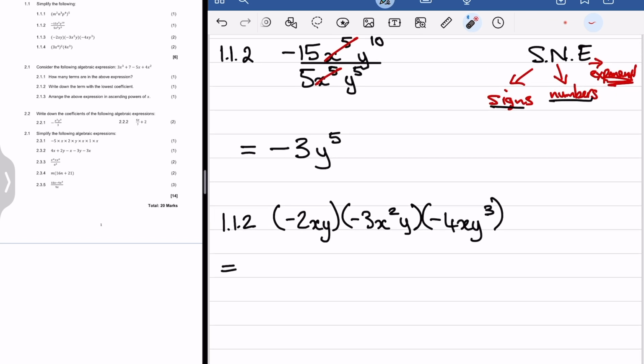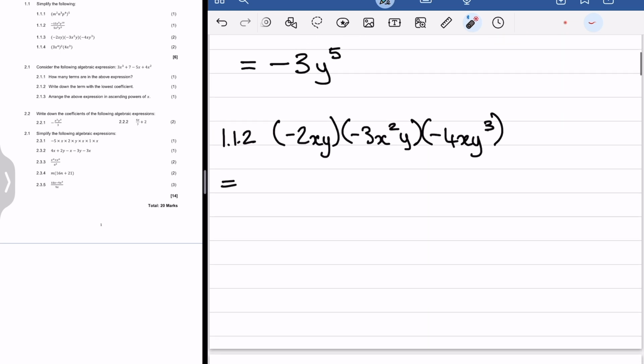Okay, the order of operations, S N E, signs, numbers, and exponents, applies to multiplication and division of algebraic expressions. So looking at my signs first, I have a negative times a negative gives me a positive, and that times this negative gives me an overall negative. So my answer will then be negative.